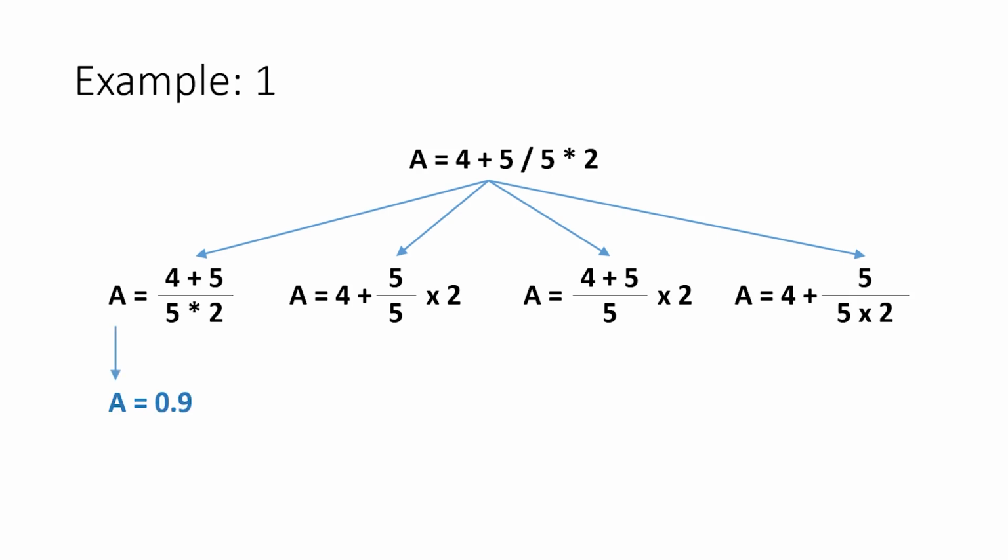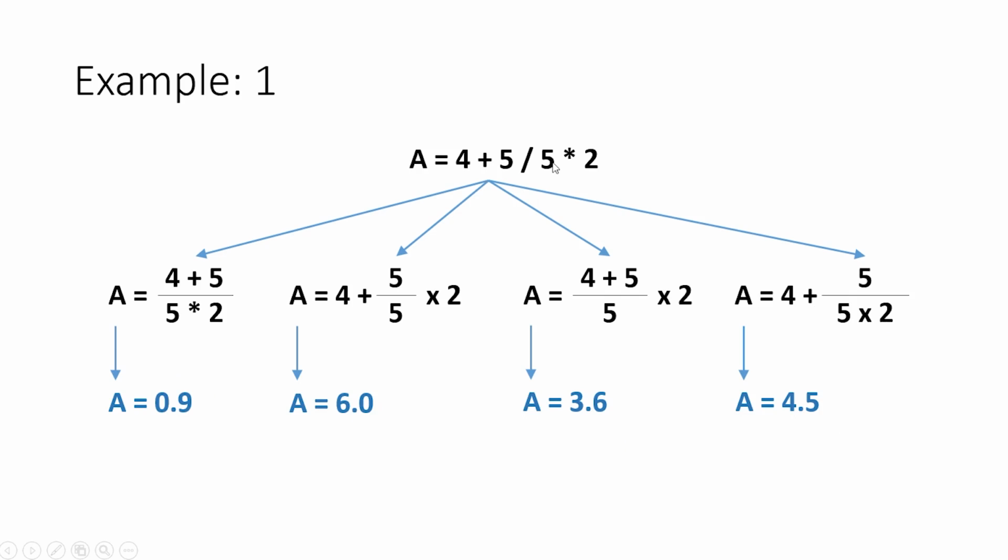So, if we evaluate the first expression, 4 plus 5 is 9, 9 divided by 5 into 10, so it comes out to be 0.9. If you evaluate the second expression, you should get 4 plus 5 divided by 5 is 1, 1 multiplied by 2 is 2, 4 plus 2 becomes 6. Another expression is 4 plus 5 equals 9, 9 divided by 5 multiplied by 2, that comes out to be 3.6. And lastly, 4 plus 5 divided by 5 into 2, that is 10, so 5 divided by 10 plus 4 comes out to be 4.5.